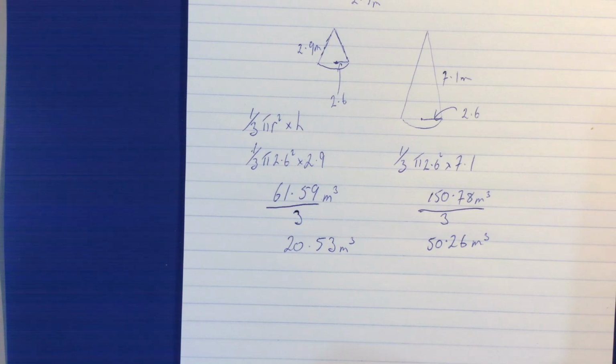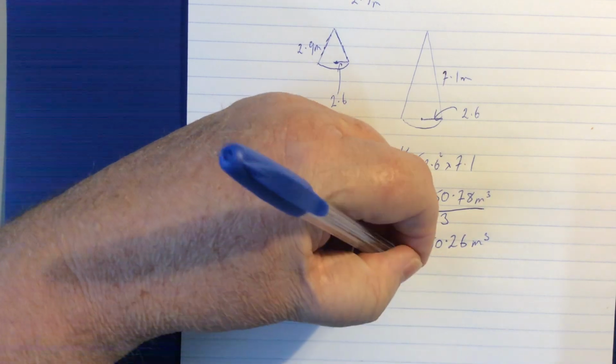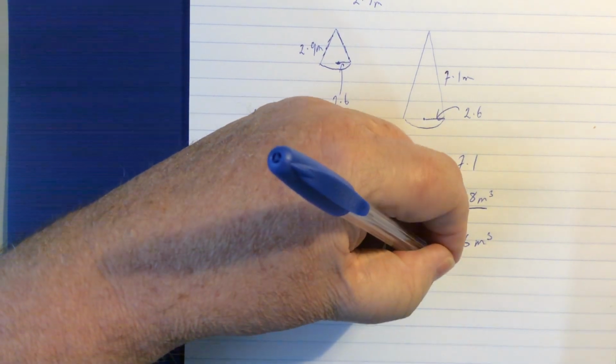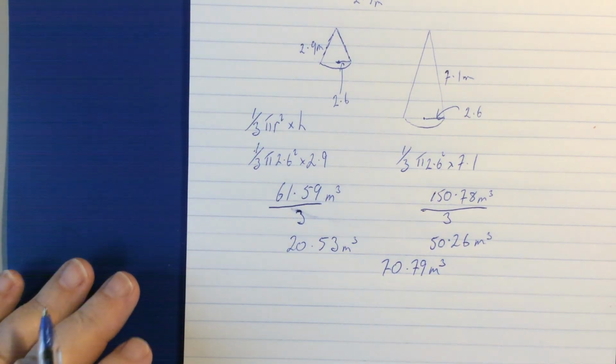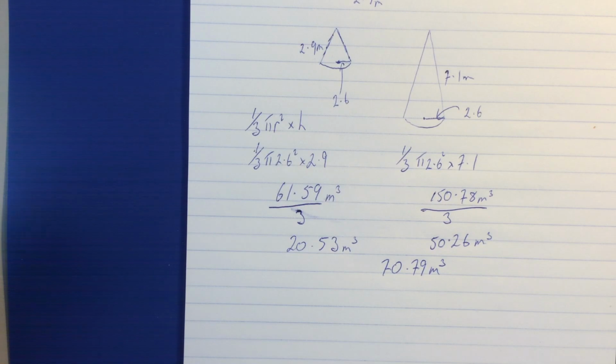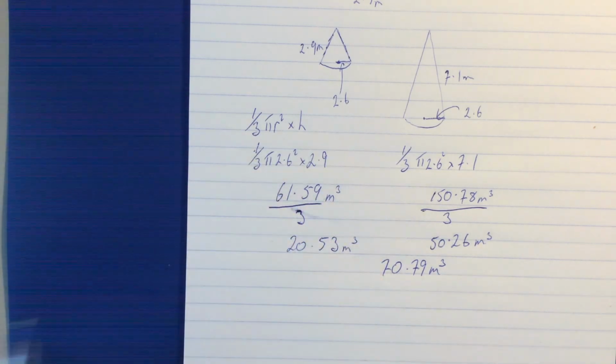So 20.53 plus 50.26 gives me 70.79 meters cubed, or cubic meters. And that is how you do this, just bit by bit. One last thing: do remember to divide through by 3 or multiply by a third. As you've seen, it can be easy to forget.